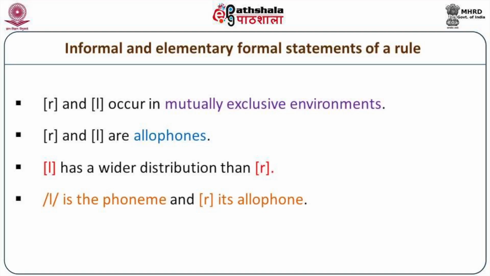Step 5. L is the one which is widely distributed and R is more restricted. L thus is the phoneme in the language and R is an allophone in the language. This is the way we write out the informal statement of the rule.